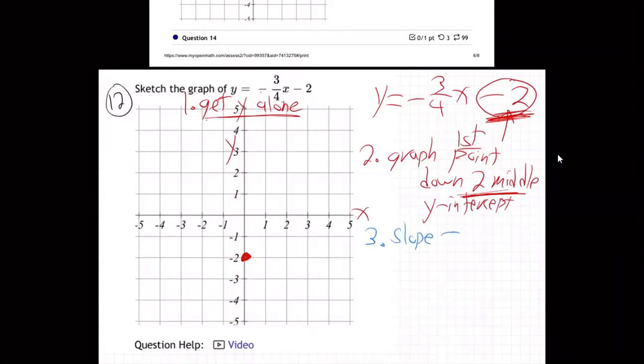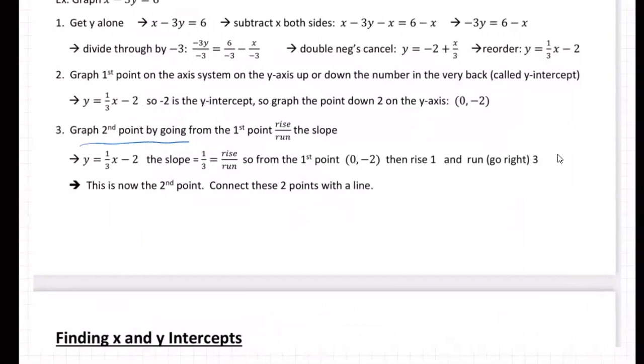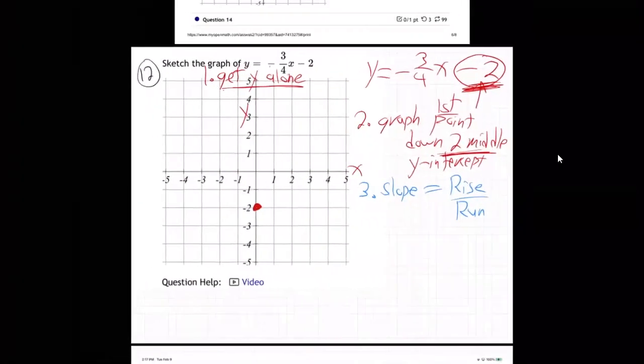the slope equals rise over run. Let me see what I did on this example. Yeah, graph the second point by going from the first point, rise over run, to the slope. So I'm going to grab this. This is the slope right here. -3/4. Take the negative sign and put it on the top. And then that'll be your rise, which is going to be down, and your run.